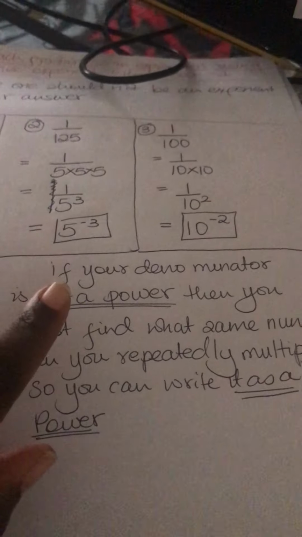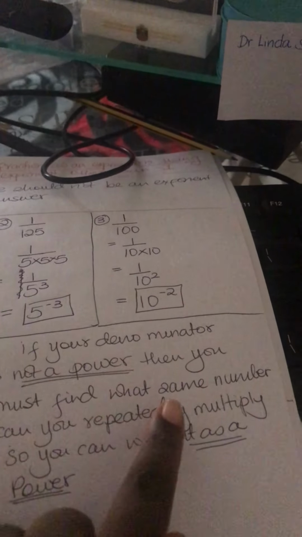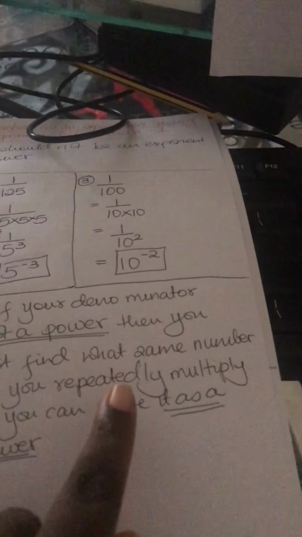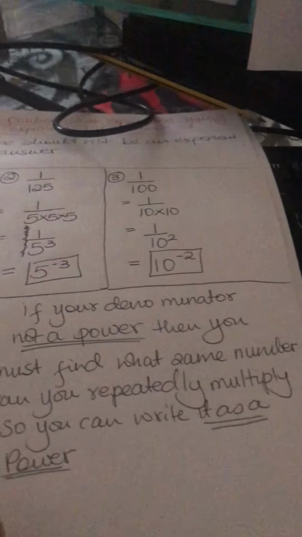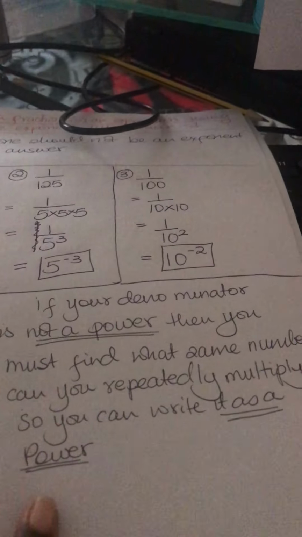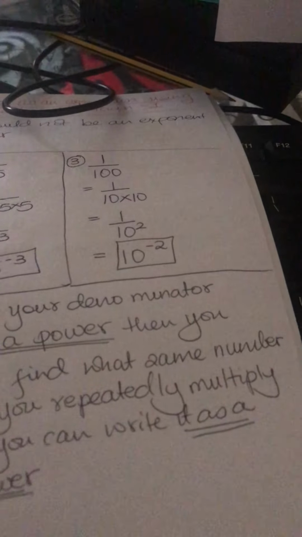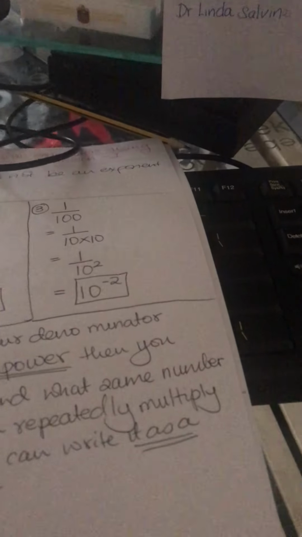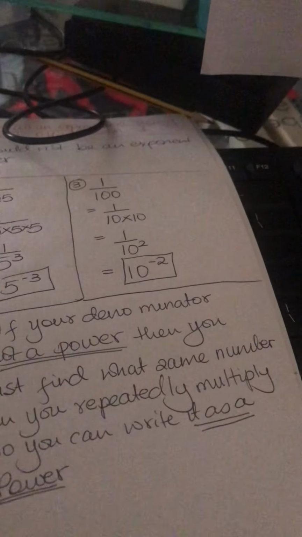So what did I write? If your denominator is not a power, then you must find what same number you can multiply repeatedly so you can write it as a power. Okay? That is what I mean. So you must know your times table. And you check with 2 times 2 times 2, 2 times 2, like that. Or you do 3 times 3 times 3, seeing which number will give you your denominator. Okay?